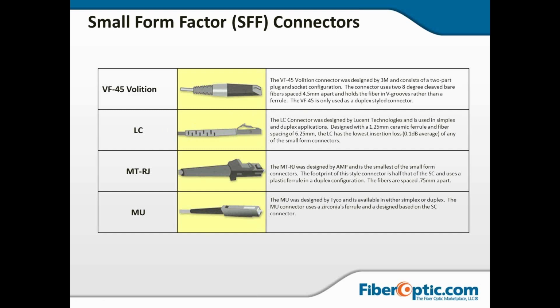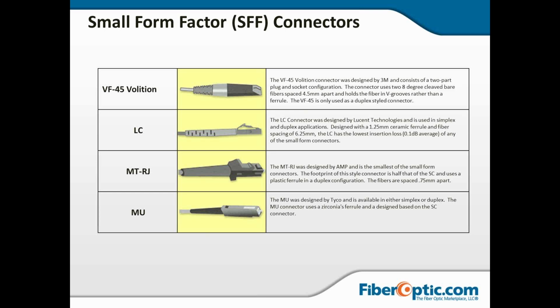Now, typically what you'll see, it is a Lucent connector. It's a very simple style, has the 1.25 millimeter ceramic ferrule, and they can be spaced as close as 6.25 millimeters. It has the lowest loss of any of the small form factor connectors. And that, and the density capabilities, is, I think, why it's taken over the small form factor world. It's become almost the standard in the small form factor.